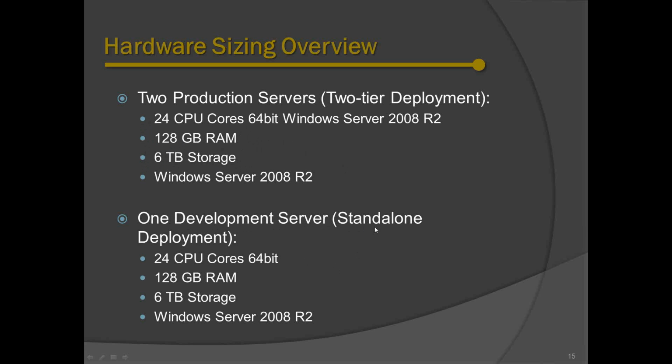The development server basically is a standalone deployment that has a copy of the production system, but for deployment, development and testing, and it's running on a standalone deployment. It's the same configuration as the production server.